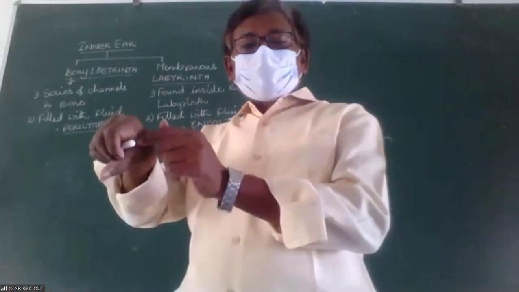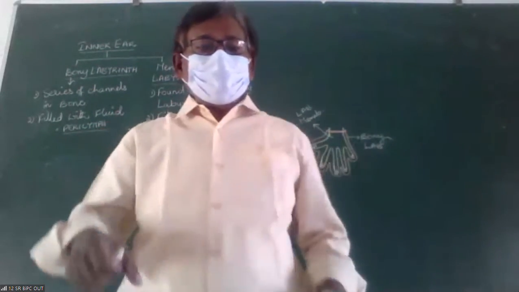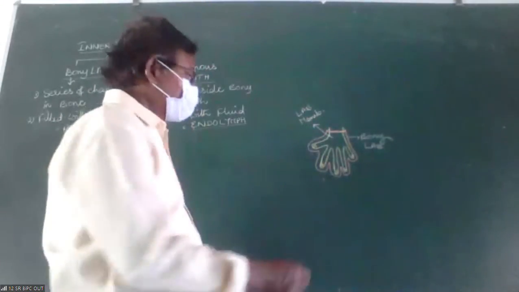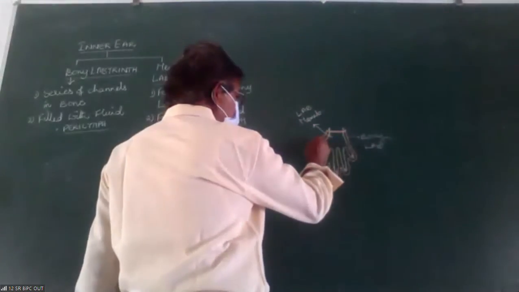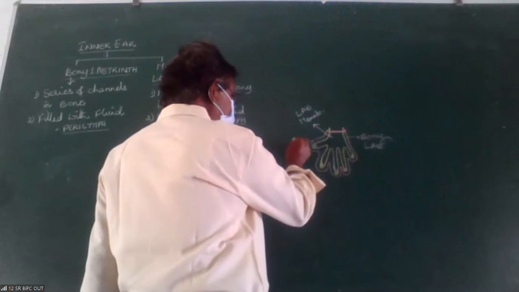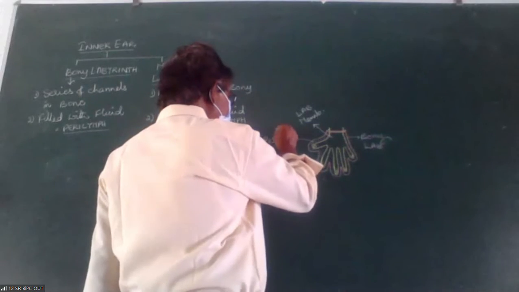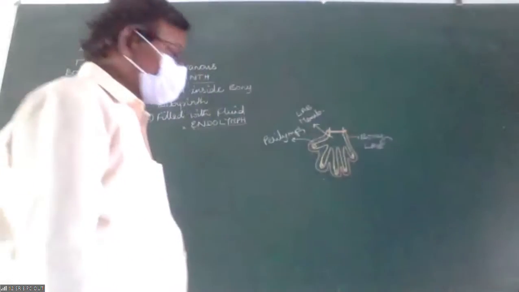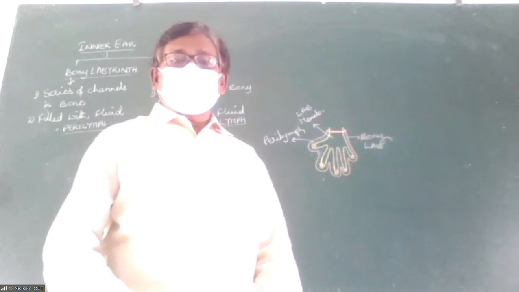But the bony labyrinth also has some space, no? The space between the bony labyrinth and the membranous labyrinth is filled with fluid. And what is this fluid's name? The name of the fluid is called perilymph.